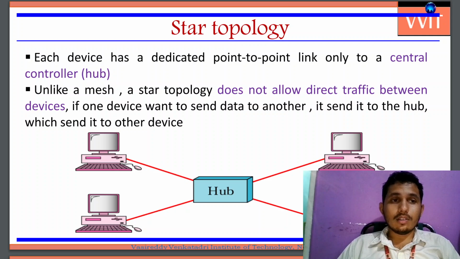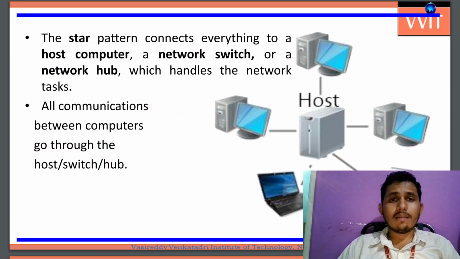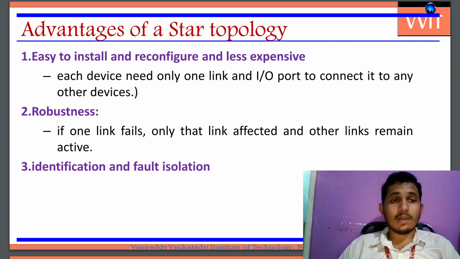The next one is star topology. Each device has a dedicated point-to-point link only to a central controller called a hub. Unlike mesh, a star topology does not allow direct traffic between devices. If one device wants to send data to another, it has to send the data to the hub. The hub will send it to the other device. The star pattern connects everything to a host computer, a network switch, or a network hub which handles the network. All communication between computers must go through the host, switch, or hub, whatever we call it.